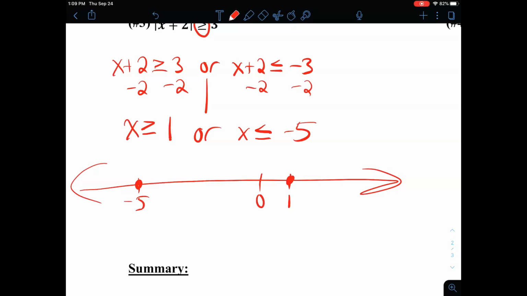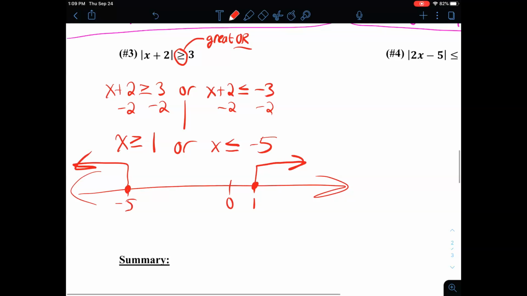Shaded to the left or to the right? It's an or statement, so we're going to be going outwards. Sorry, I should have mentioned that a little bit differently. Okay. So if you were to plug in numbers that are bigger than or equal to 1 or less than or equal to negative 5, they will satisfy this equation.